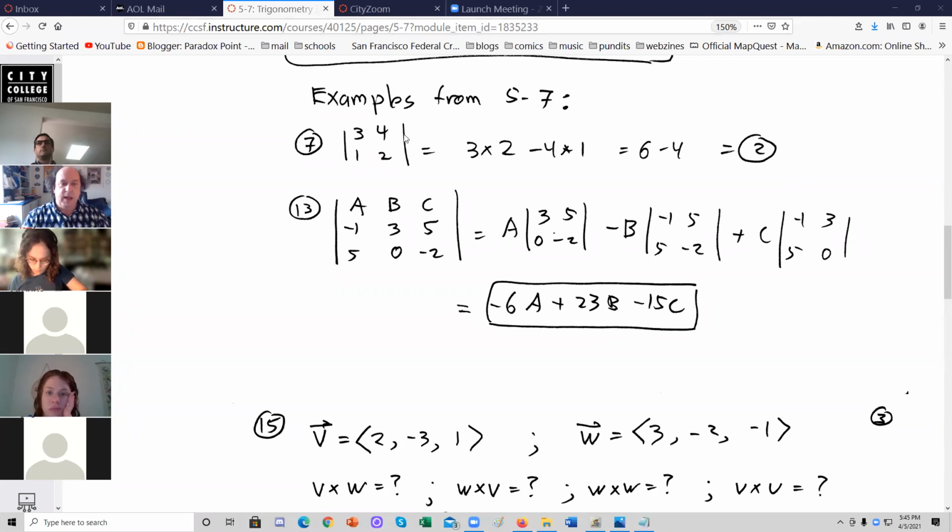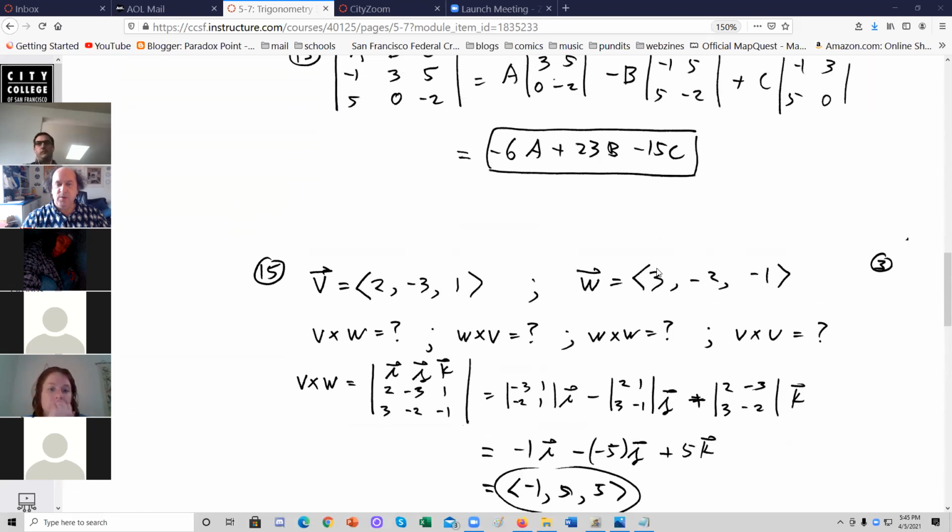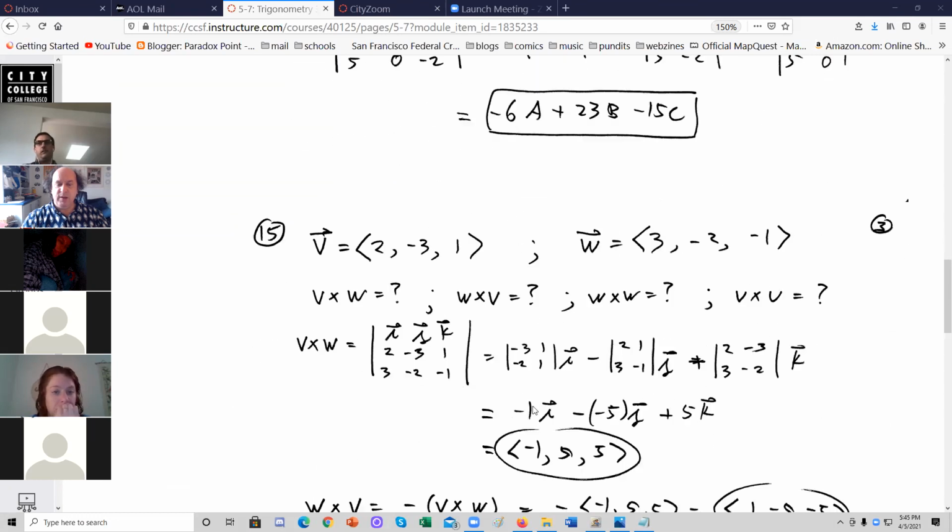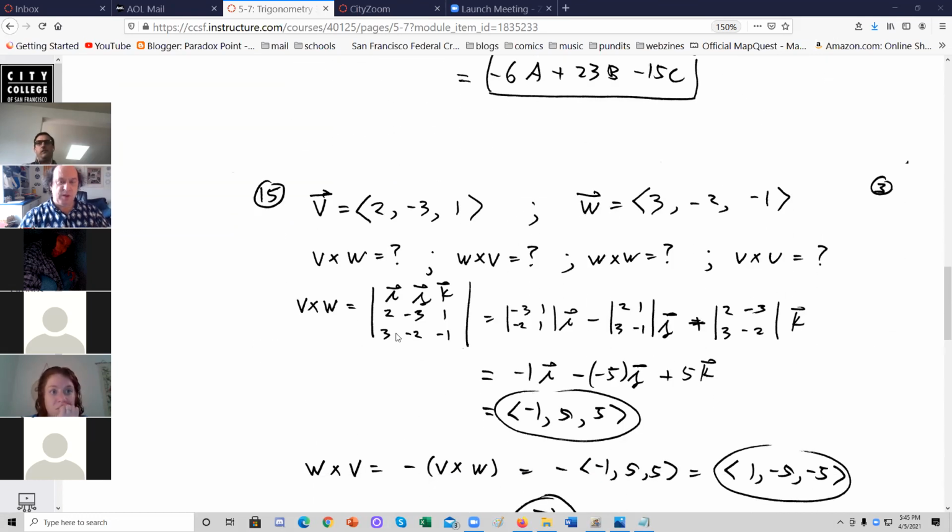Then it'll be A times the determinant of 3, 5, 0, 2, minus B times the determinant of negative 1, 5, 5, 2, plus C times the determinant of negative 1, 3, 5, 0. The idea is for each of A, B, and C, we delete its row and column and look at the determinant of what remains. And then we alternate: A minus B plus C. If you work this out, it's minus 6A plus 23B minus 15C. Okay, and so we'll use the same rule in determining this 3x3 determinant for the cross product.